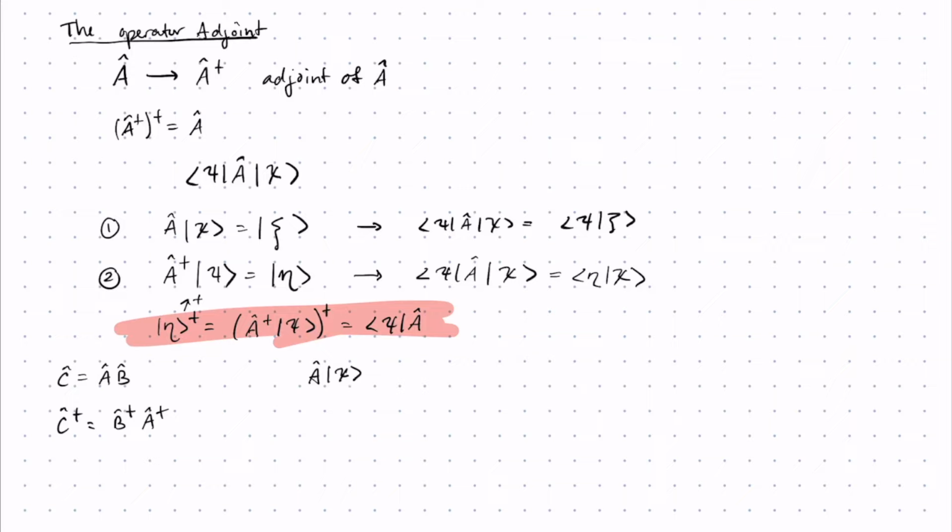This works just as well for any complicated expression, including things that are effectively vectors or scalars. So if you want to take the adjoint of this expression, again, you go right to left. First, you see this ket chi. You turn that into a bra chi. And then this is multiplied by a dagger.